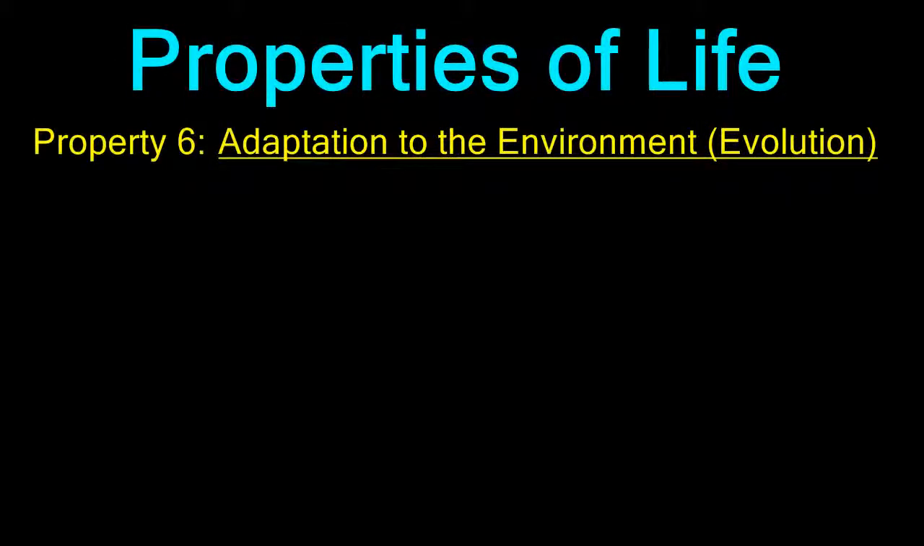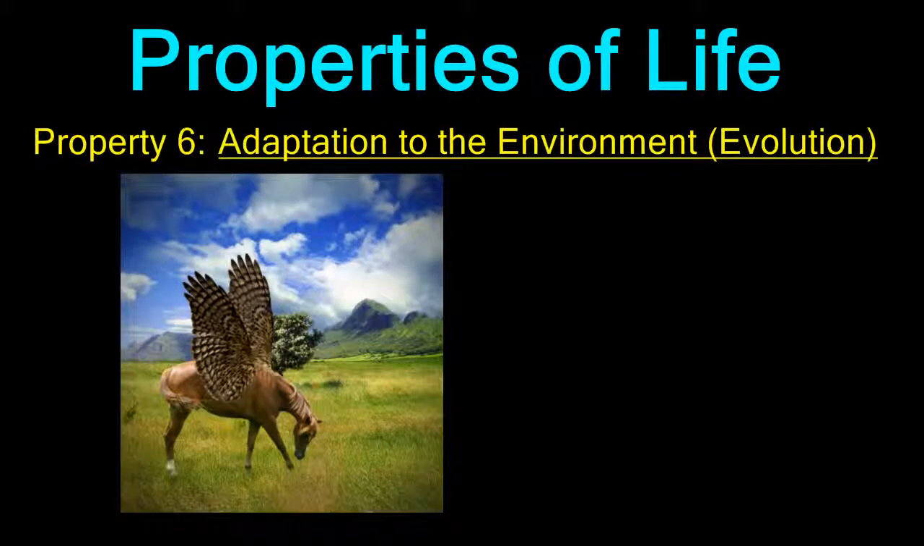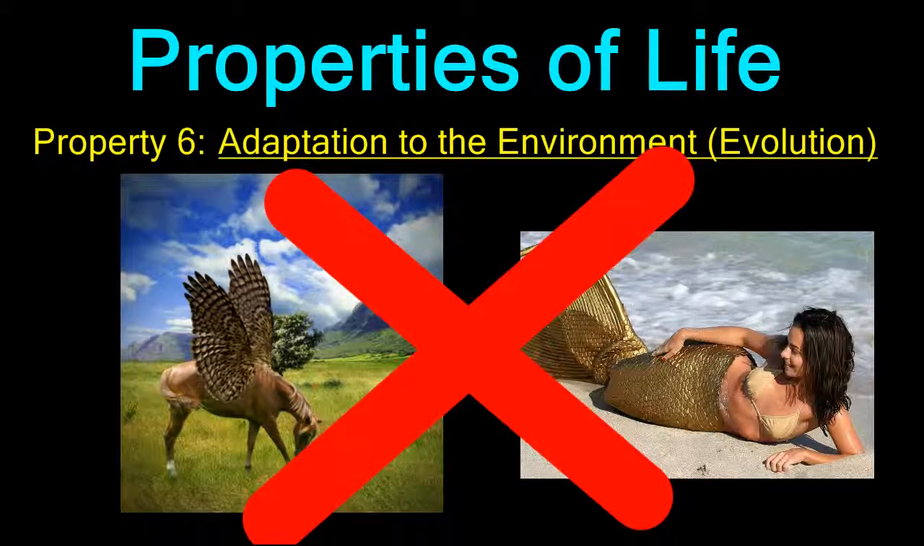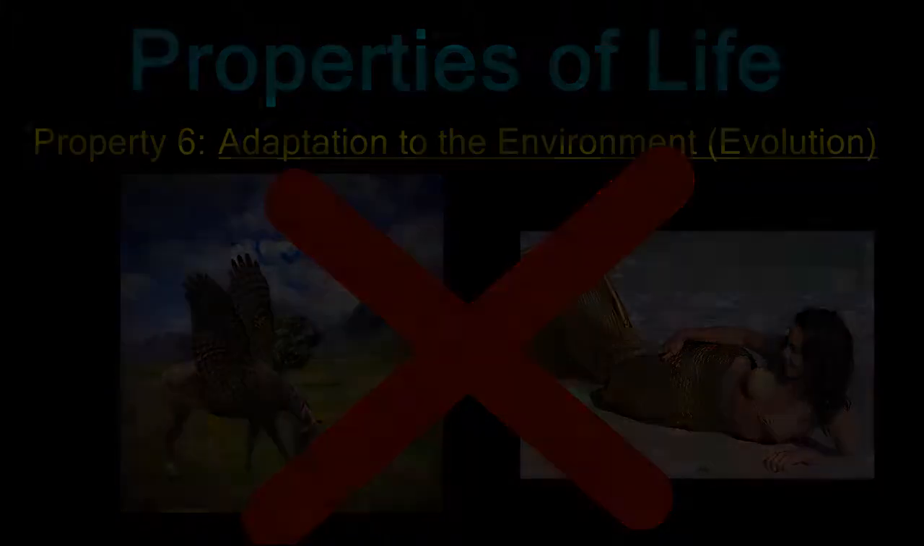The next property of life is adaptation to the environment, also called evolution. This property does not mean that an organism can change to fit its environment. A horse can't just decide to sprout wings and fly away. A human can't decide to grow a tail and live in the ocean. This is not how evolution works.